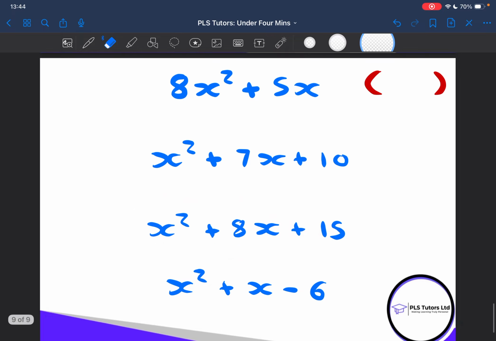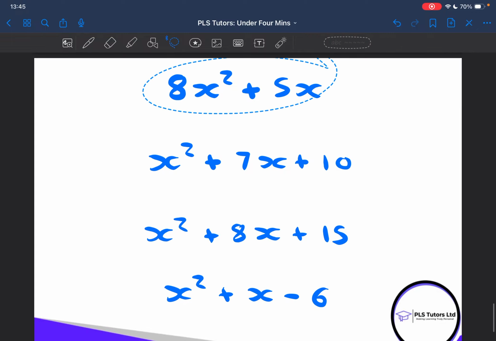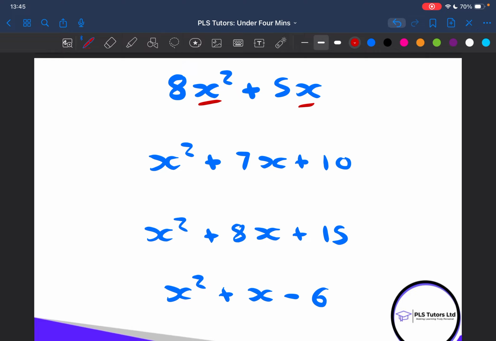So first of all, when they have something in common, like this first type up here, whatever they have in common, in this case x, you put on the outside of a bracket. And then what do you times by x to get 8x squared? Well, you times it by 8x. And what do you times by x to get 5x? Well, you times it by 5, right? So that's how you factorize the top one.